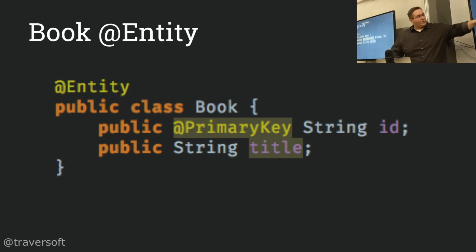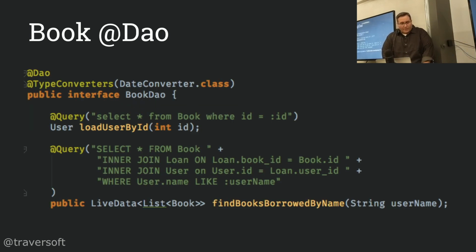We have a book entity, which is just a primary key string ID and a string title. And for our DAO for this, we have a couple of methods here. We have our select star from book where the ID is passed in, load user by ID. And then we have this other one here, which is returning a live data stream of a list of books, okay, which is called find books borrowed by name. And it has some SQL here.